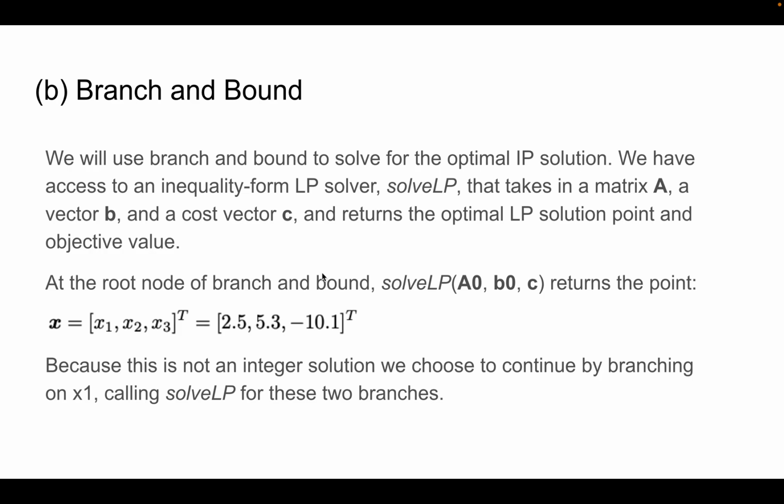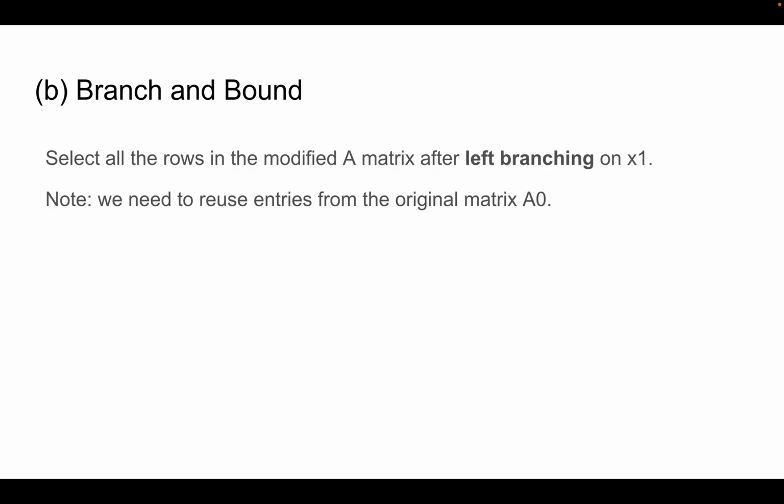And because this isn't an integer solution, we choose to continue trying to find an integer solution by branching on x1. So that's going to be our first step. And once we do the branching on x1 for the left and right branch, we're going to call solve LP and see what solution that gives us. But what we're going to do in this problem is pretty simple. We're just going to perform the left and right branching and see how we modify our inputs. So how are we going to change A and B so that we add this sort of constraint that x1 needs to be an integer.